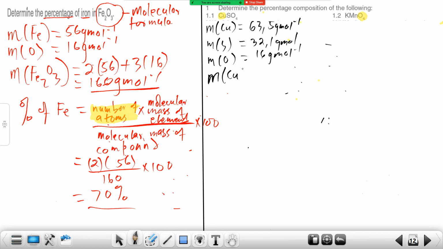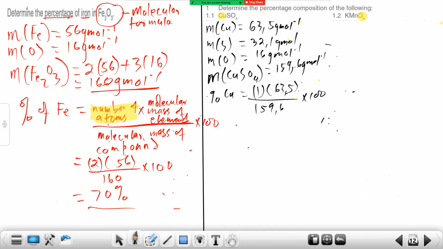M of copper sulfate was the final answer: 159.6 grams per mole. So the percentage of copper will be now 1, because we only have 1 copper, multiply by 63.5, divided now by the total, which is 159.6, multiply by 100.